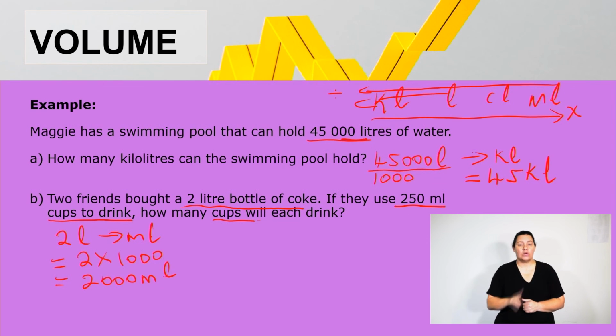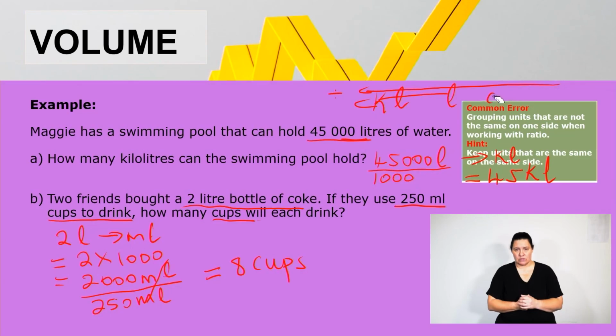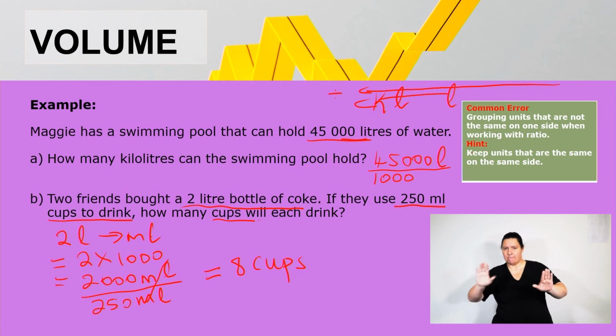milliliters. We want to see how many cups 2,000 milliliters gives us. We will then divide by the measurement of 1 cup, which is 250 milliliters. The milliliters will cancel one another. Then we say 2,000 divided by 250. This gives us 8 cups. I hope you are still enjoying the lesson. And the common mistake that we normally commit in this question is, let me just erase here so that you can see, grouping units that are not the same on one side when working with the ratio. Keep units that are the same on the same side.